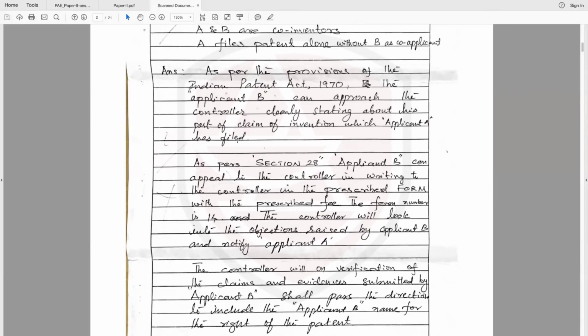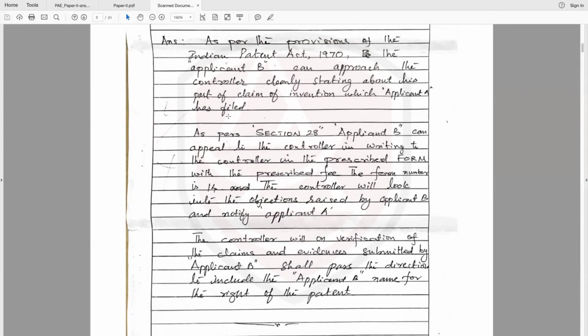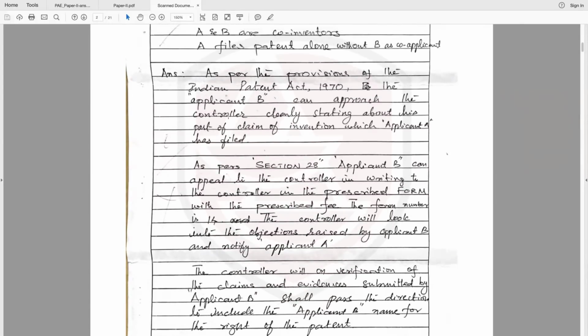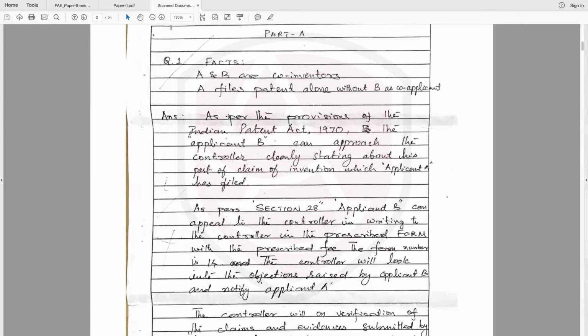So if you see that, the candidate has listed that A and B are the co-inventors, and A files the patent alone without B as the co-applicant. This gives him more clarity to understand which section he has to look up to, and clearly section 28 is the section where it talks about the mention of the co-inventors, or if there is a dispute or anything.